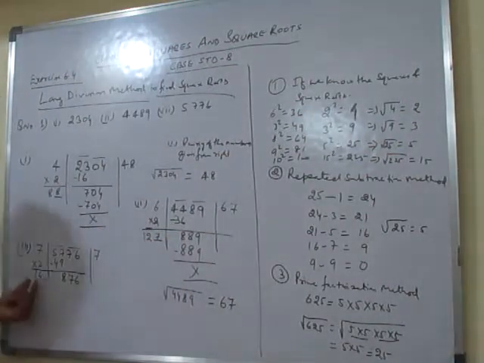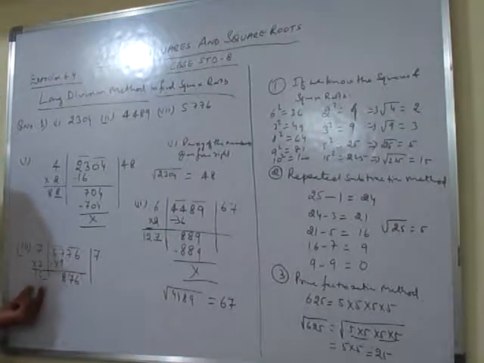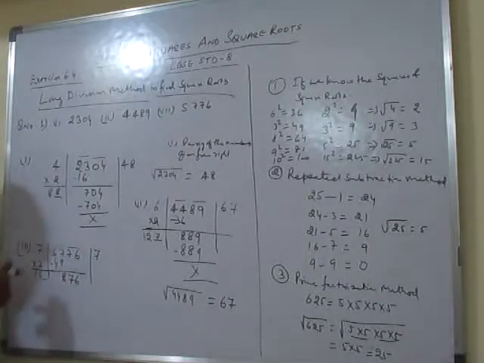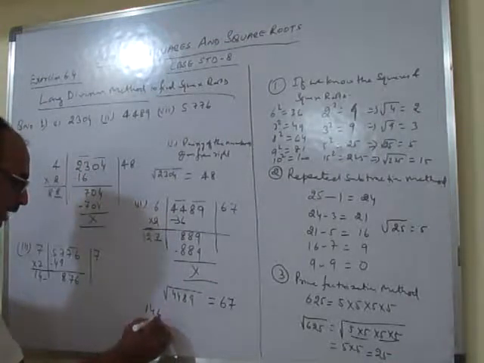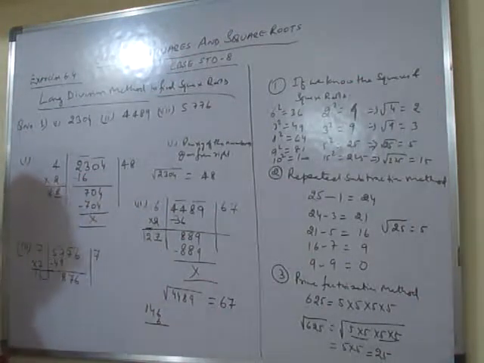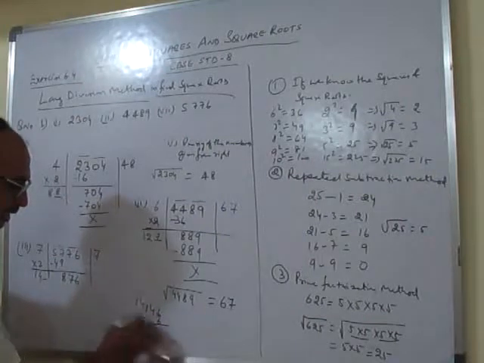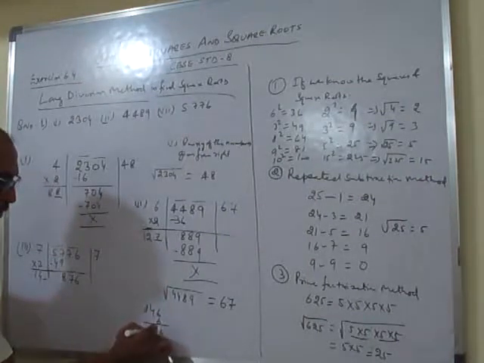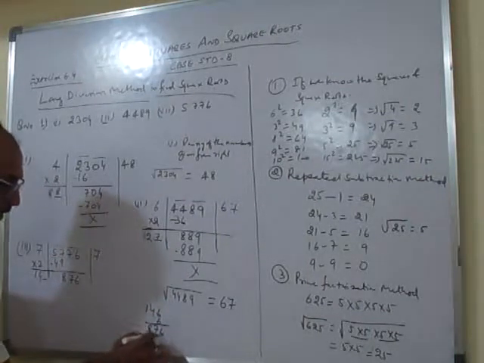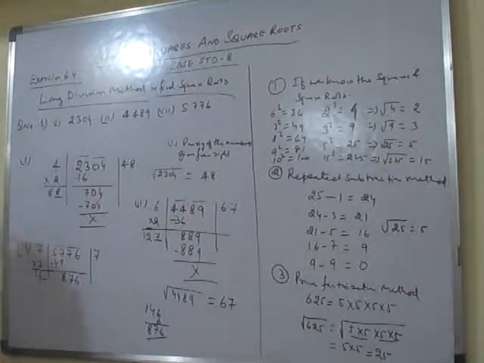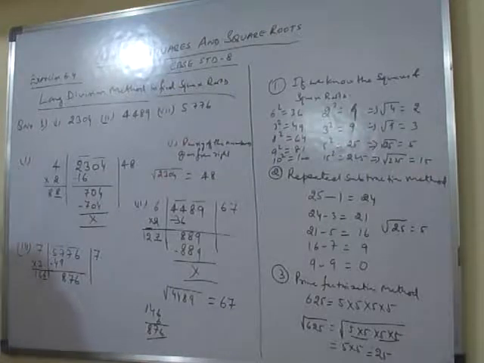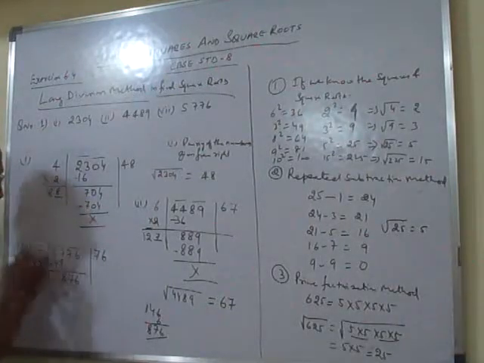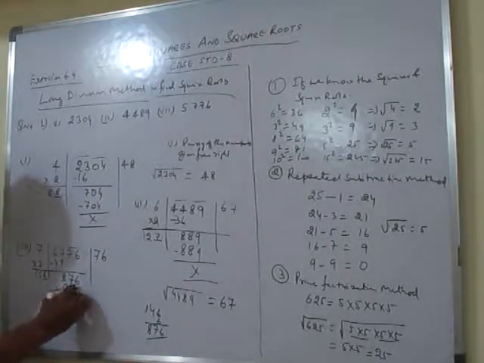So we have to try for 146. 146 times 6: 6, 6, 36, 3, 24, 27, 2 and 8, 876 has come here. It means it is suiting and we will be putting here 6, and 6 also will come here. It will give you 876.